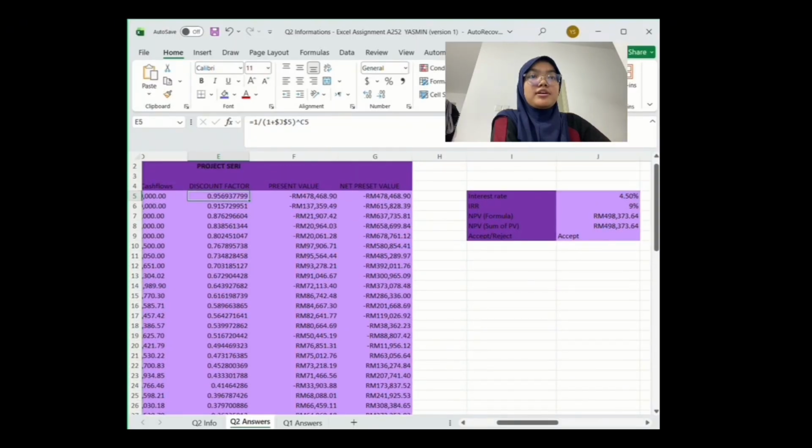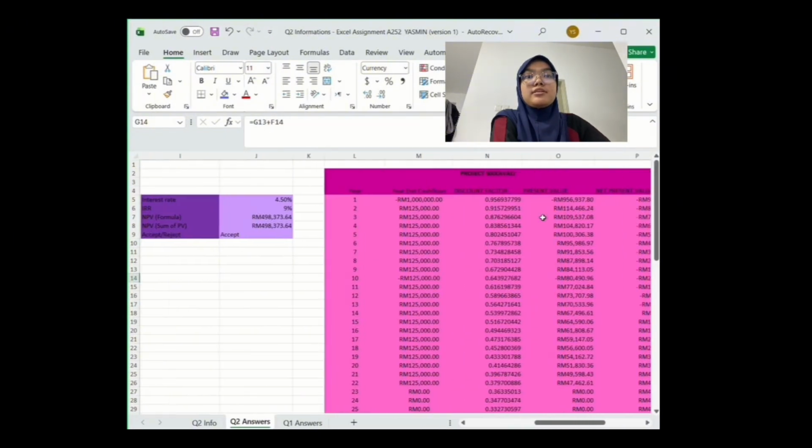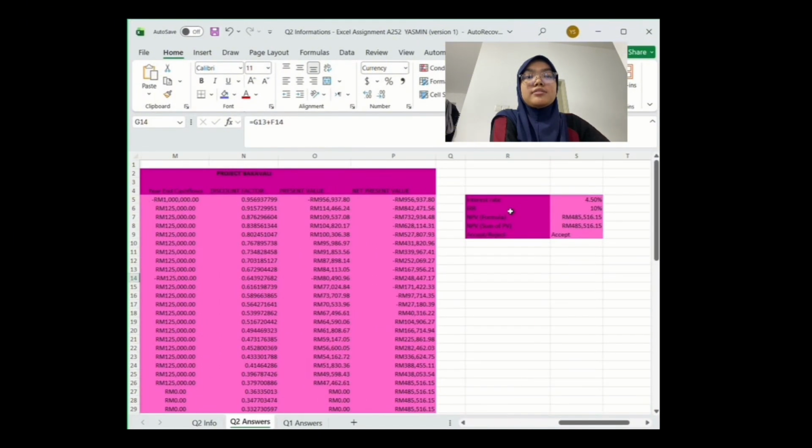For the present value calculation, with the discount factors established, I computed the present value for each year's cash flow. The formula applied is present value equals cash flow multiplied by the discount factor. Taking Project Seri as an example, the year 1 outflow of 500,000 ringgit gets scaled by the year 1 factor, resulting in a present value of negative 478,468 ringgit 90 cents. I carried out this identical calculation across all years for both options. Here is Project Seri, and here is Project Vakavali.